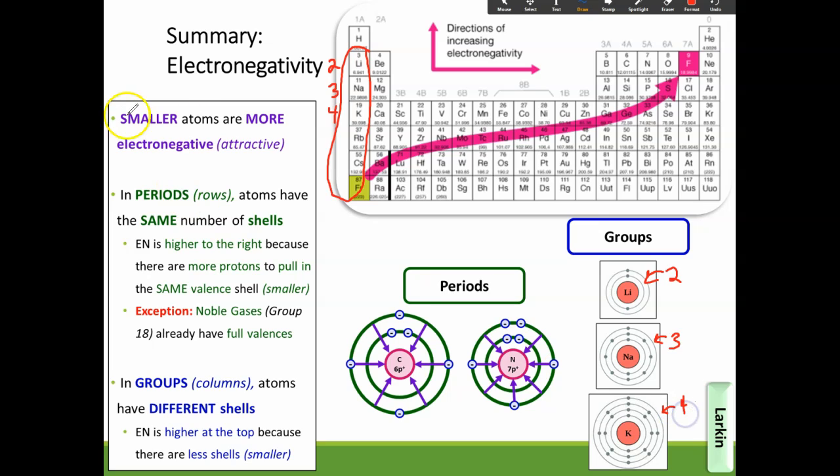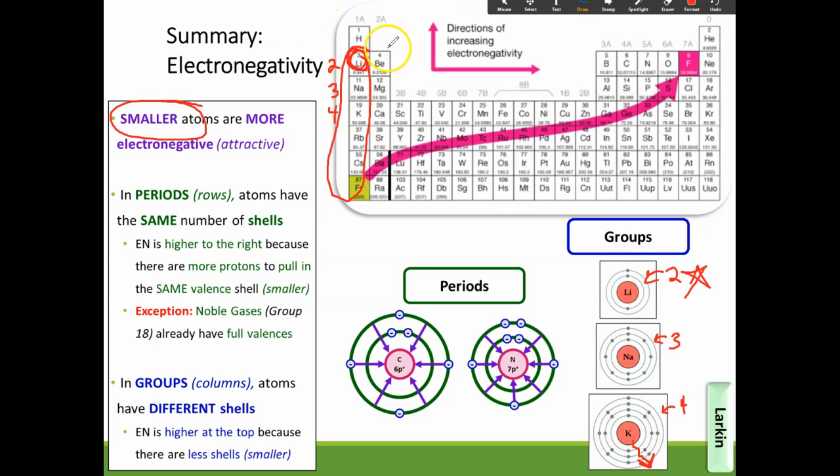So again, the smaller you are, the more electronegative you are. And so lithium right here is actually going to be a lot more electronegative. The reason for that is because it's much smaller. It has fewer shells, so it's easier for it to reach new electrons. And it doesn't have to move past a whole bunch of stuff, right? Down here, potassium has to try to get its protons to attract an electron through a whole bunch of shells, which is really difficult. So again, the smaller you are, the more electronegative you are.